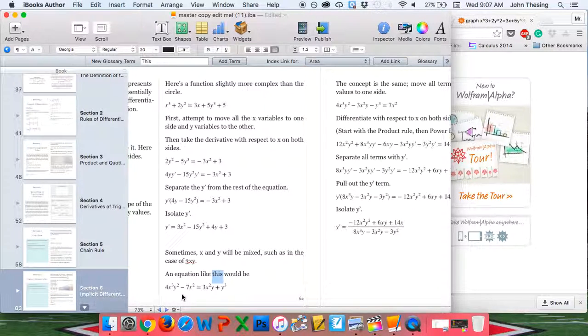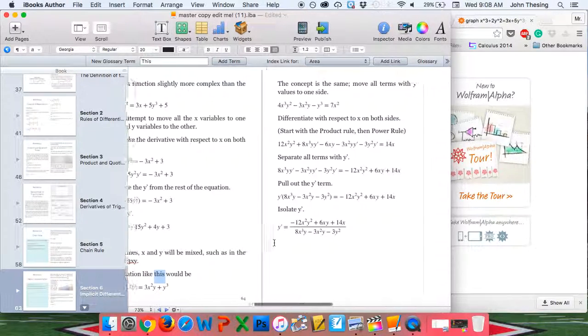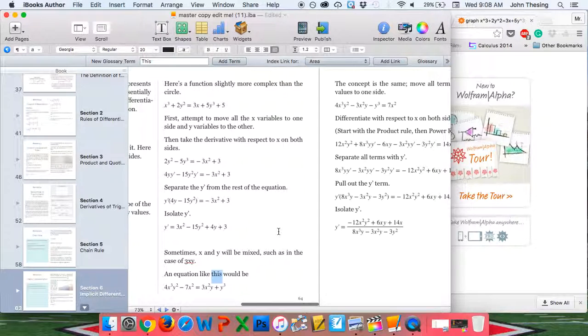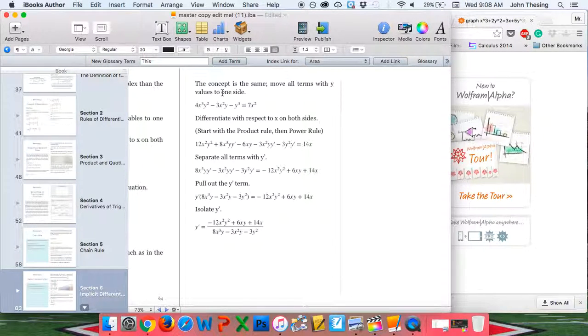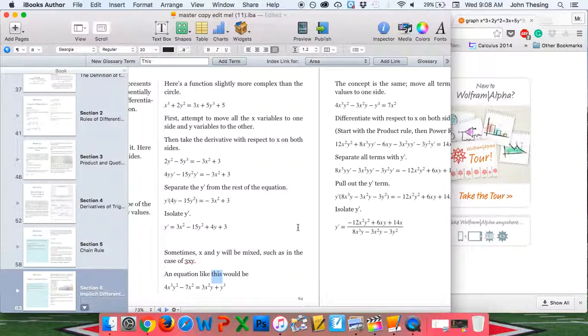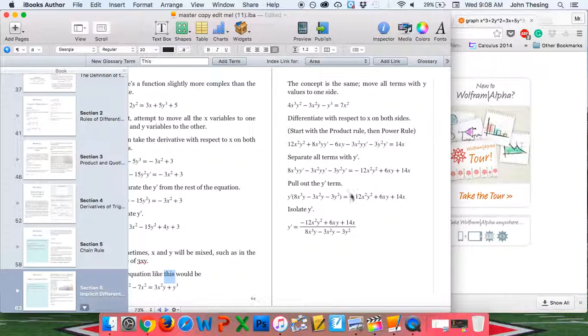Okay, 4x cubed y squared minus 7x squared equals 3x squared y plus y cubed. Move all terms with y values to one side. Here's the thing. If you can't move terms with y values to one side, you need to do examples like that. Like cosine of xy plus something. Talk about how if you can't move all the y terms to one side, that's fine. You can still take the derivative on both sides with respect to x. You'll get the y primes. Then you need to isolate the y primes, so you want to get all the y primes to one side.